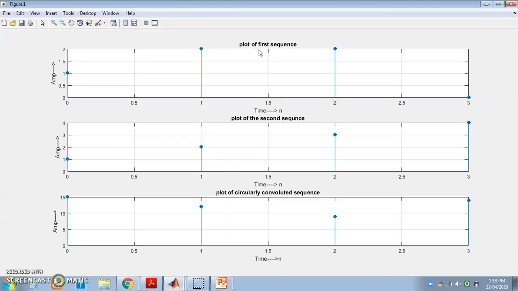The first plot is for the original sequence, the second plot is for the second sequence, and the third plot is the circularly convolved sequence. I am having the values 15, 12, 9 and 14. So thank you.